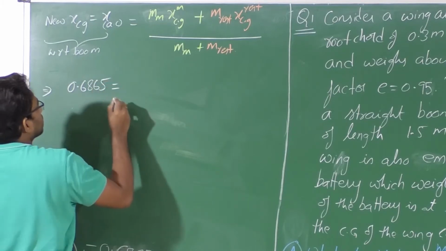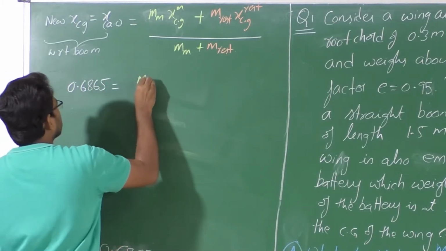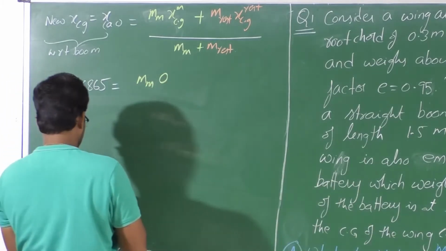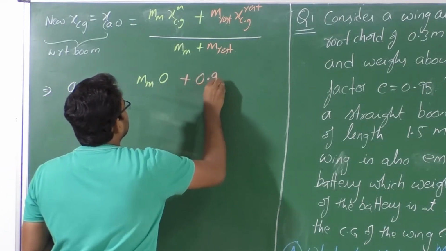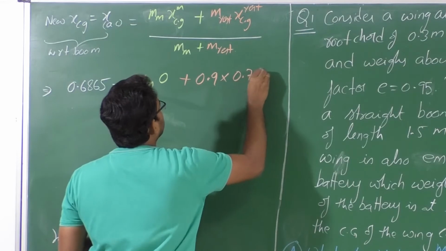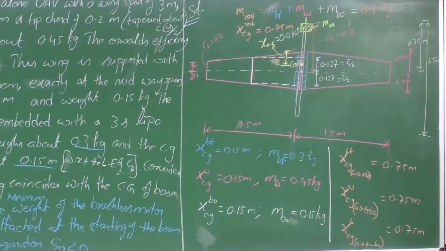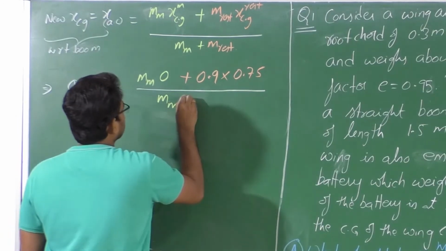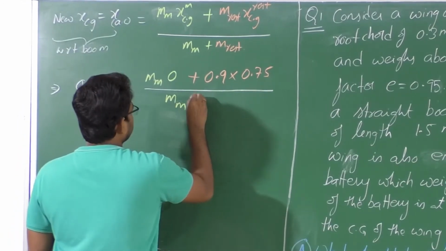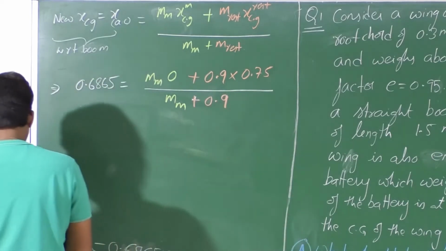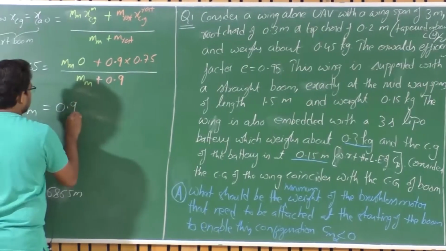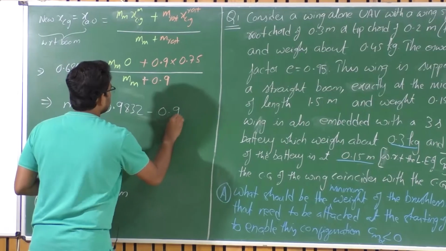0.6865 meters is equal to Mm times 0, right, isn't it? Mm times xCG of motor, which is 0, that's what we have, plus 0.9 times 0.75, which is the CG of the rest, upon Mm plus 0.9, right? So if you solve this, Mm is equal to 0.9832 minus 0.9, right?